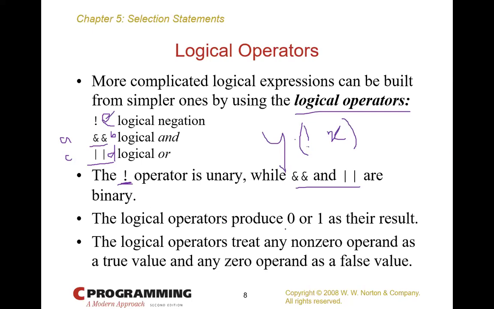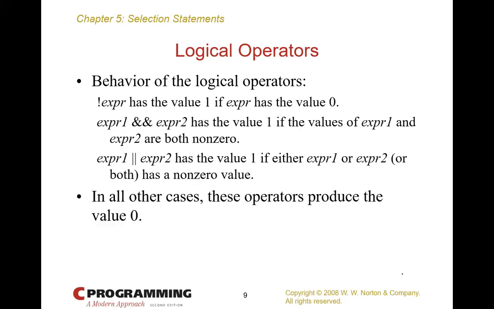The logical operators also produce 0 or 1 as their result, because they cannot produce a binary Boolean. The logical operators treat any non-zero operand as a true value and any zero operand as a false value. So if you have 0, it means false. Anything except 0 means true. Behavior of the logical operators. Let's look at that. The not expression has the value 1 if the expression has the value 0.